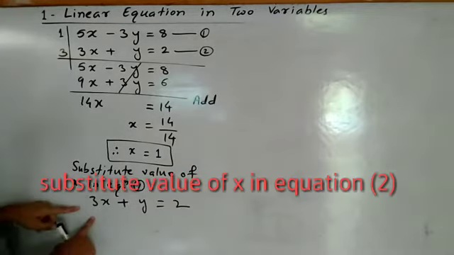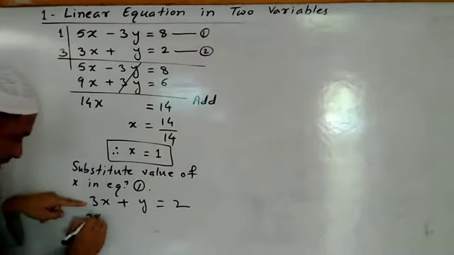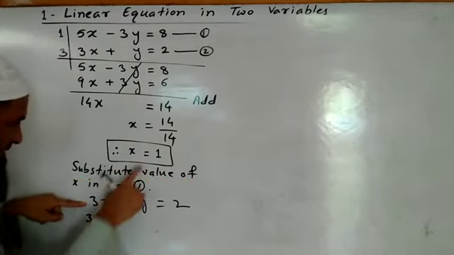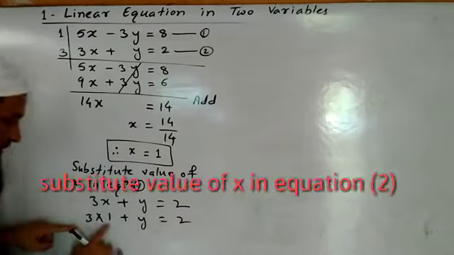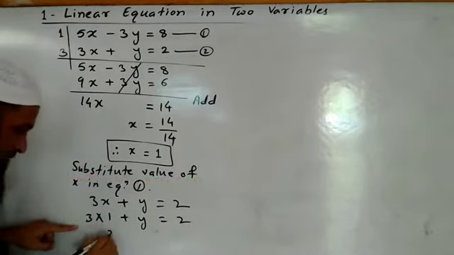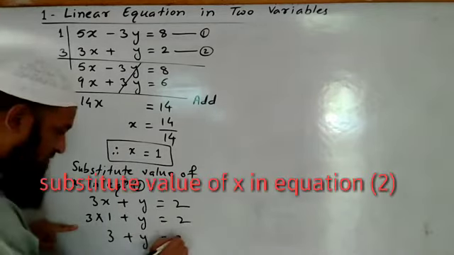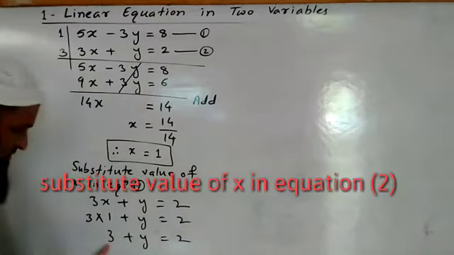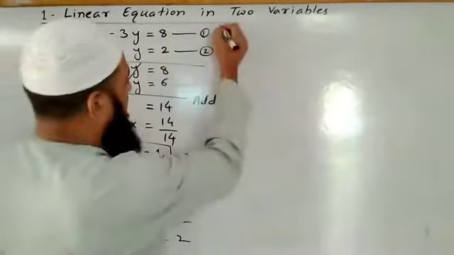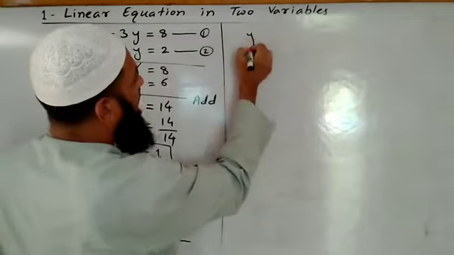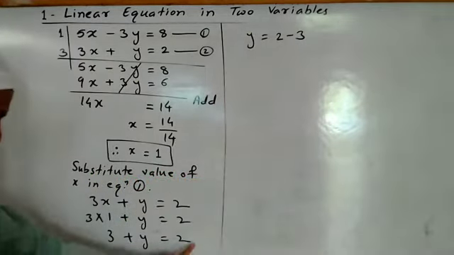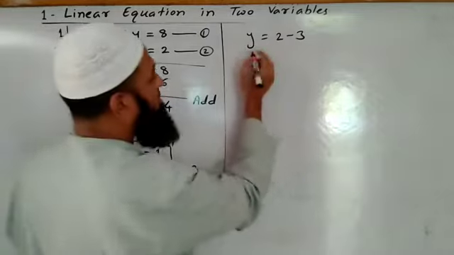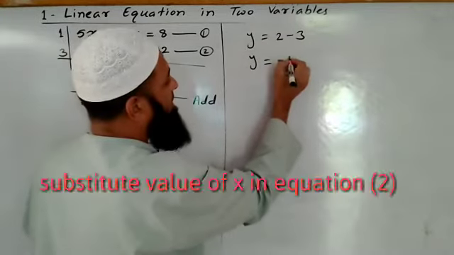Now I will substitute the value 1 for x. 3 into x, x is 1, plus y is equal to 2. Now 3 into 1, what? 3 ones are 3, plus y is equal to 2. Now this 3 goes right, becomes minus. So here I will write y is equal to 2 minus 3. Now 2 minus 3 is what? Minus 1.